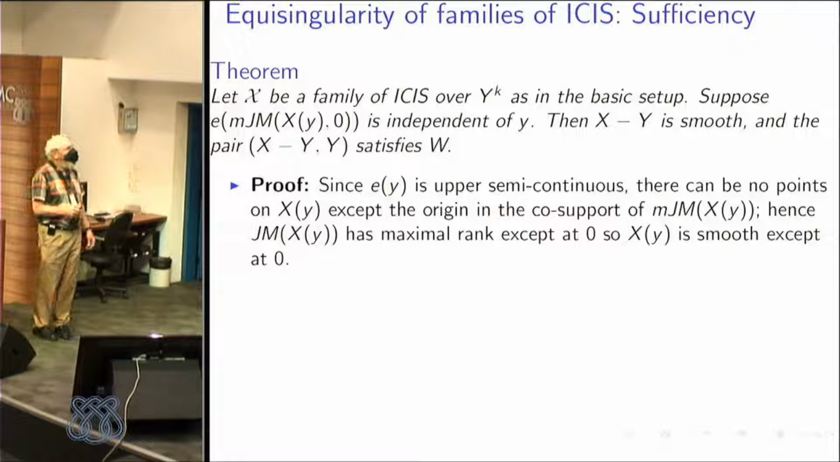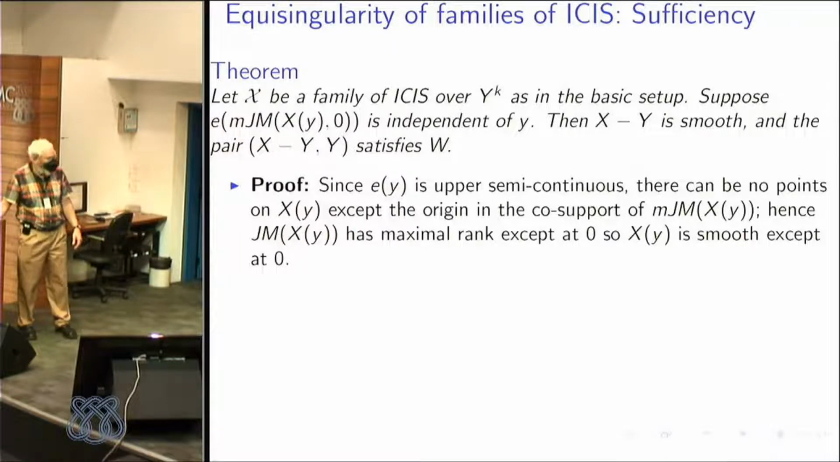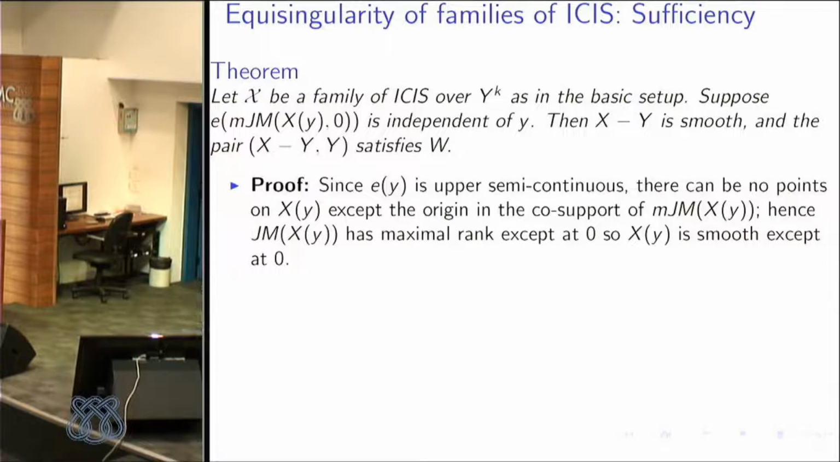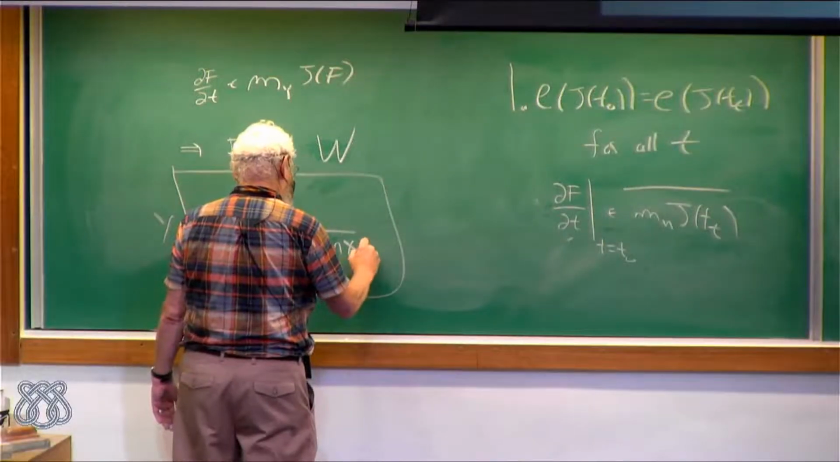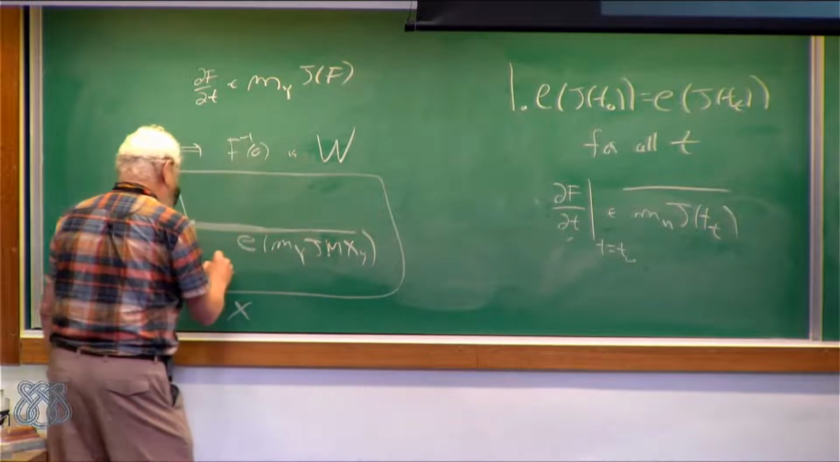Well, it turns out that we didn't prove this, but it's true that the multiplicity of y is upper semi-continuous. Now, let's draw a picture here. So here we have this point. Here we have x. This is y. All along here, the multiplicity of the Jacobian module of f at x is constant.